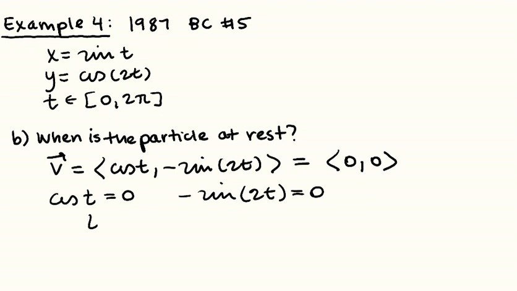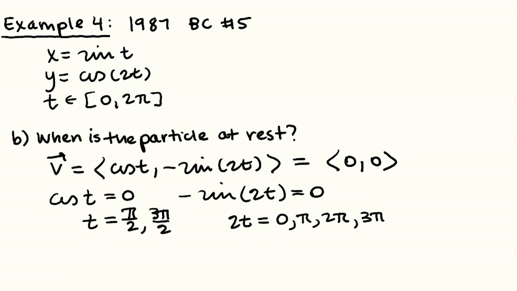Cosine is equal to 0, and in the statement of the problem, they said 0 to 2 pi only, so this is really nice. It's pi over 2 and 3 pi over 2. If sine is equal to 0, we know that's 0, pi, and 2 pi. So that means that 2t is equal to 0, pi, 2 pi. Now, you may remember from pre-cal that you might need to consider all the way up to 4 pi because we have twice as much here. So I'm going to go with 3 pi and 4 pi.